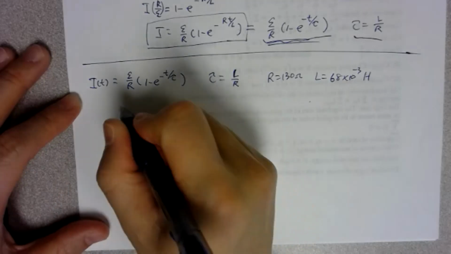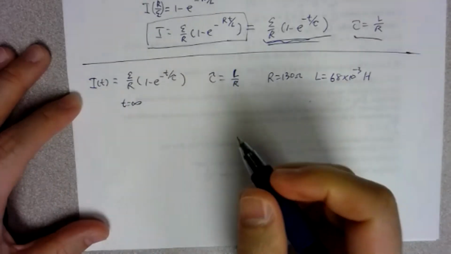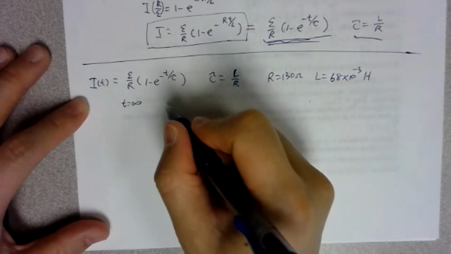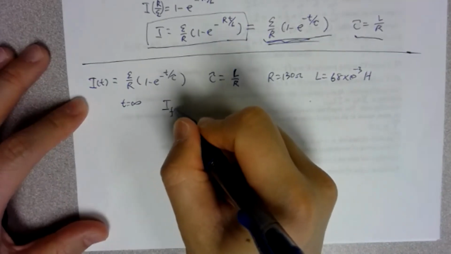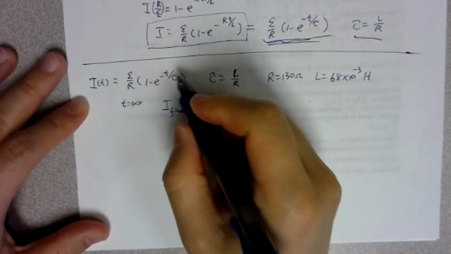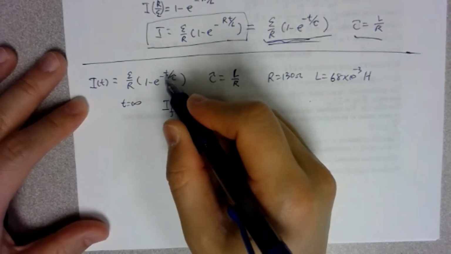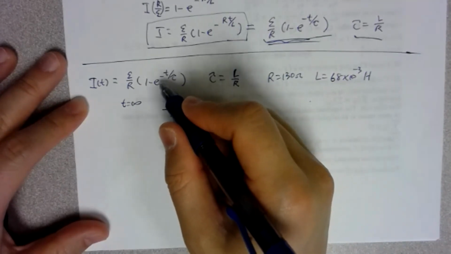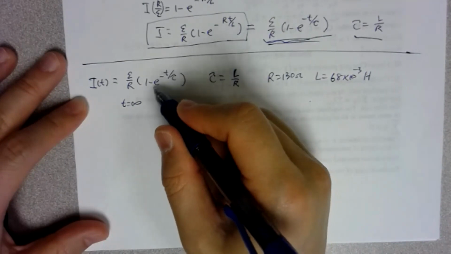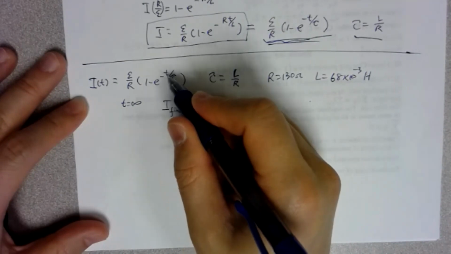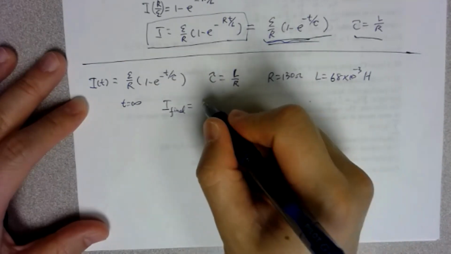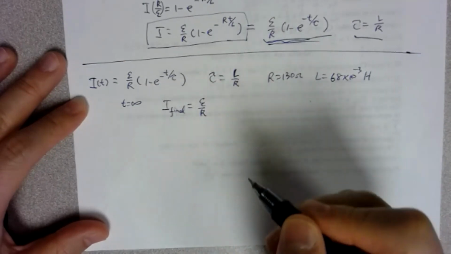Final, that means when t equal to infinity, right? So you can do that. So you can calculate what's the I final first. I final, when this is infinity, so minus infinity over tau, right? So that's minus infinity. So e to the minus infinity is 0, right? e to the infinity is infinity, 1 over infinity, that's 0. So then that would be equal to epsilon over R.